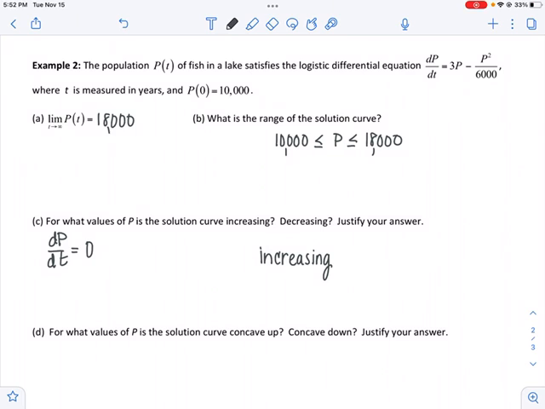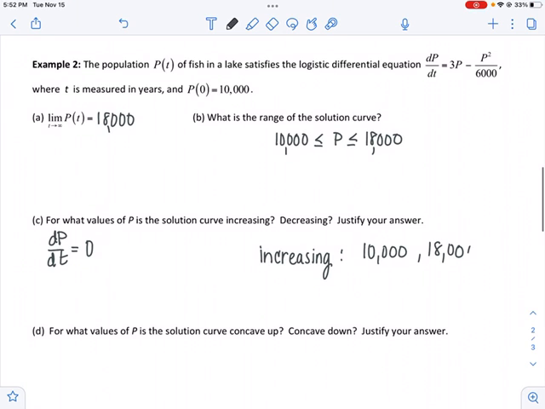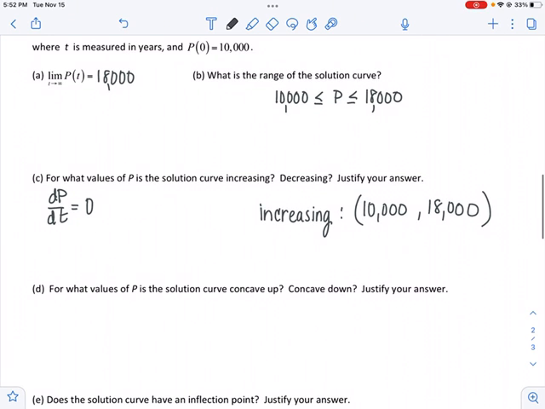We can see that the function is then increasing. It's increasing on the interval from 10,000 to 18,000. It's going to behave the same way. So the same situation, and it's not decreasing anywhere.